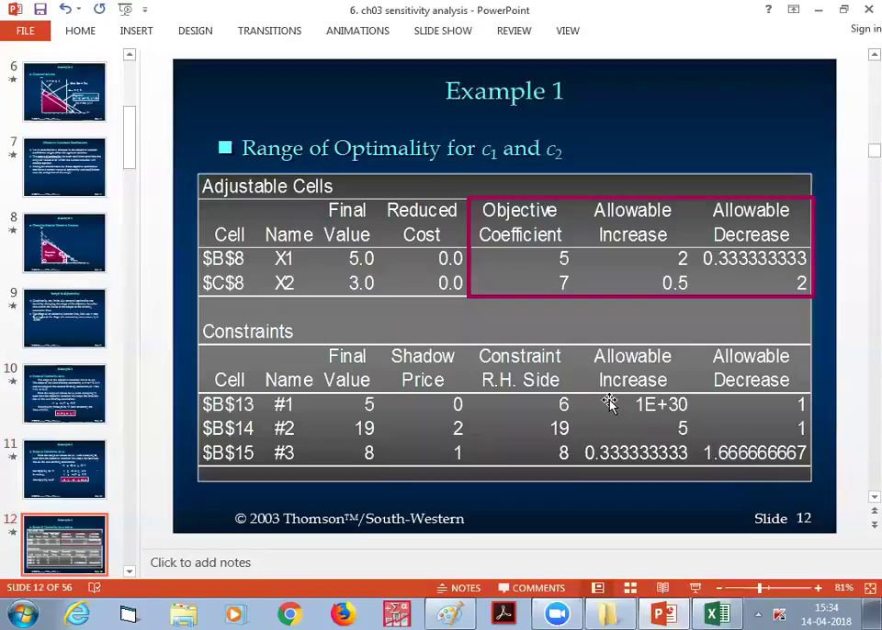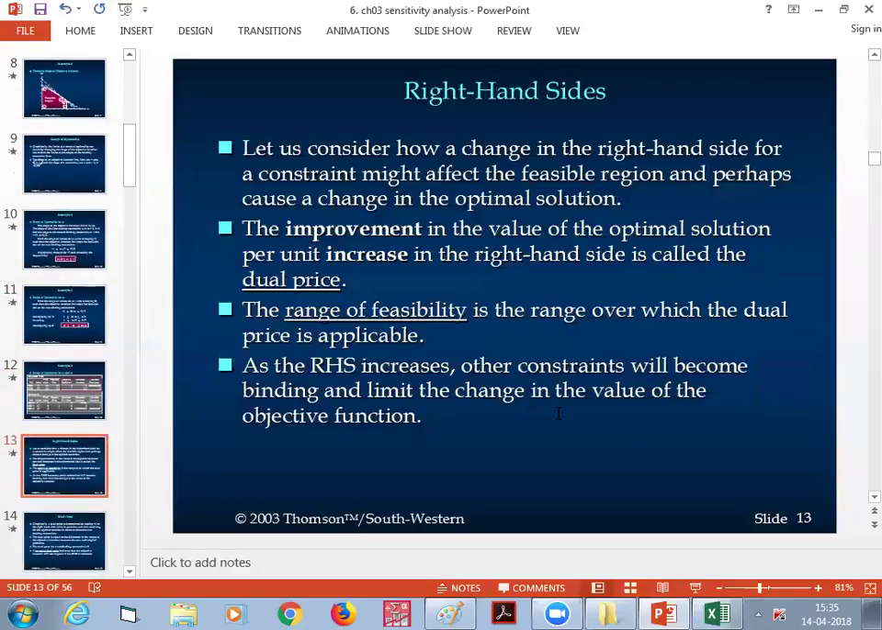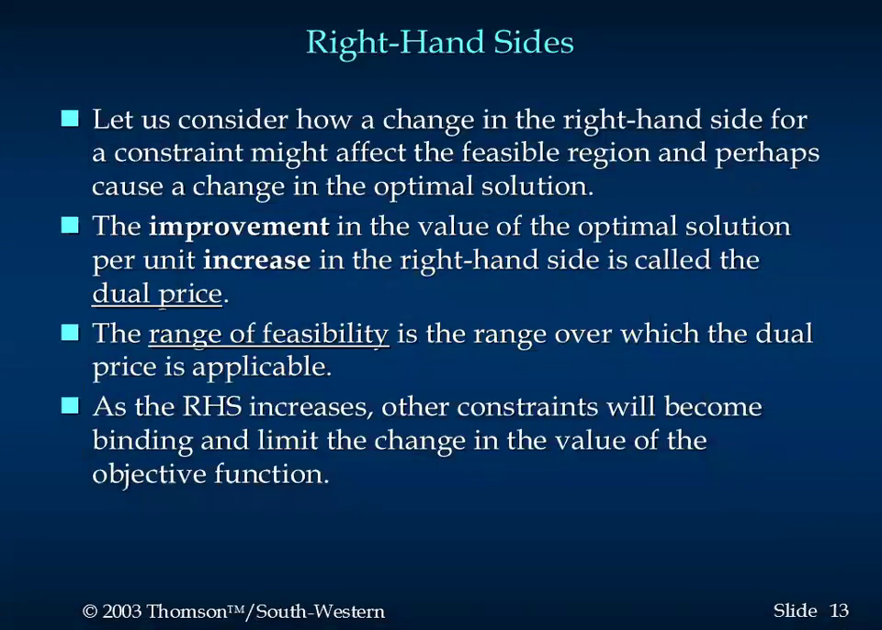Okay. So as we pointed out, the range of optimality comes in the sensitivity output like this. Coefficients, current coefficient levels, and what is the maximum allowable increase, maximum allowable decrease. Okay. So let us consider how a change in right-hand side for a constraint might affect the feasible region. Now, right-hand side regions. Okay, so. All right, now next comes right-hand side, changes in right-hand side.